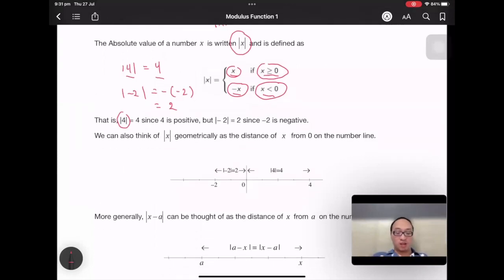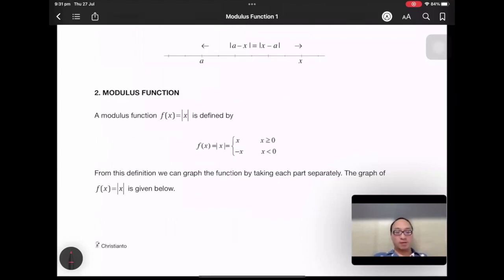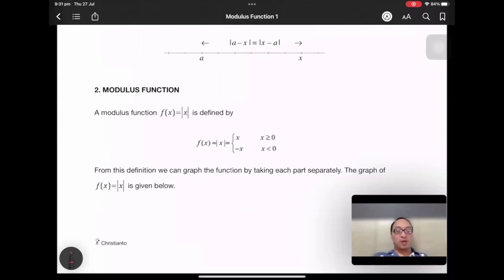And we can also take the absolute value geometrically using the number line. The absolute value means the distance of x from 0. After we know the definition of the absolute value, now we can continue to the modulus function.